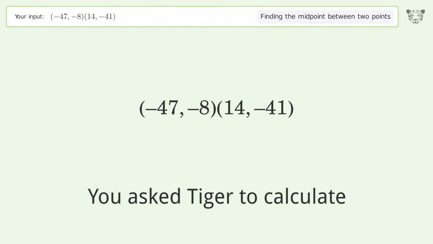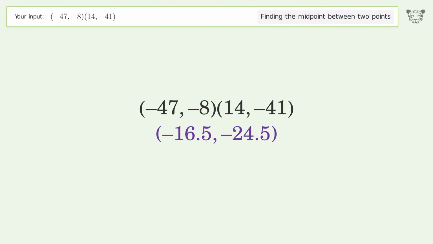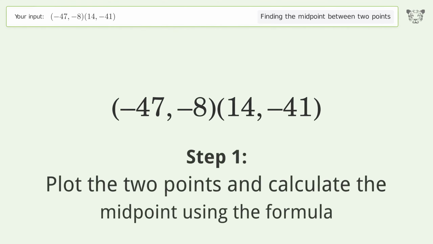You ask Tiger to calculate. This deals with finding the midpoint between 2 points. The midpoint between the 2 points is -16.5, -24.5. Let's solve it step by step. Plot the 2 points and calculate the midpoint using the formula.